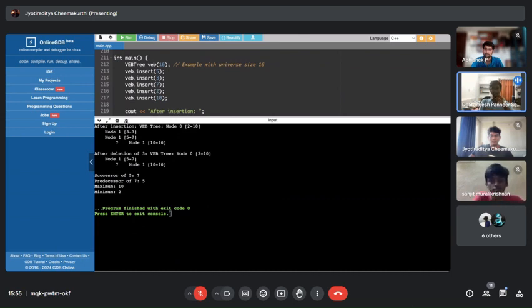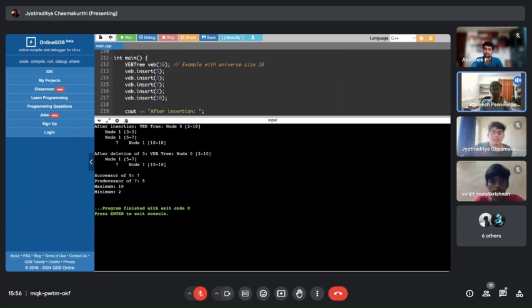As you can see, we've defined the universe size here as 16, and we've inserted five different keys into the tree. Notice that all the keys are always lower than the universe size. That's an important consideration that I didn't mention in the presentation, but it's something you have to keep in mind. After insertion, we get all the nodes that we inserted: 2, 3, 5, 7, and 10.